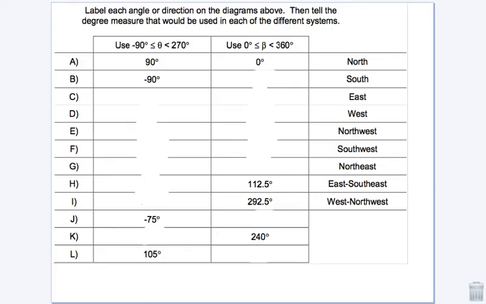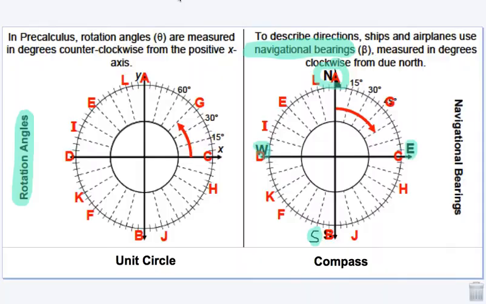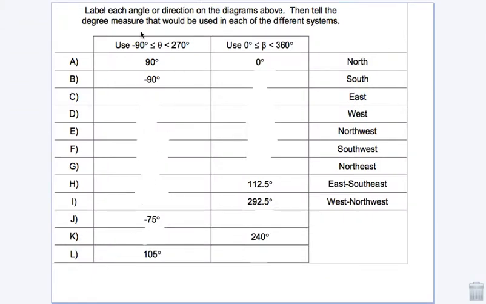All right, so let's go ahead and get started. In your notes, you have this unit circle and the compass. You also have a list, and it tells you to label each angle or direction on the diagram above, then tell the degree measure that would be used in each of the different systems. Notice that the rotation angle on the unit circle uses the little degree symbol, and the navigational bearings also use the degree symbol.